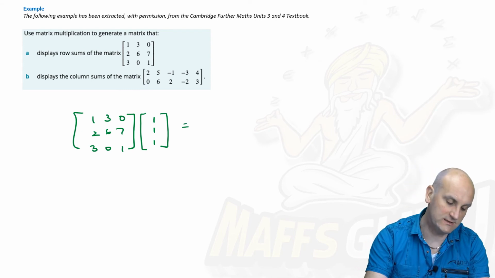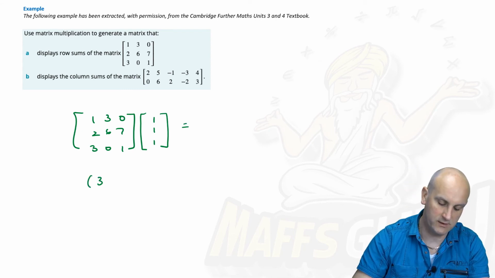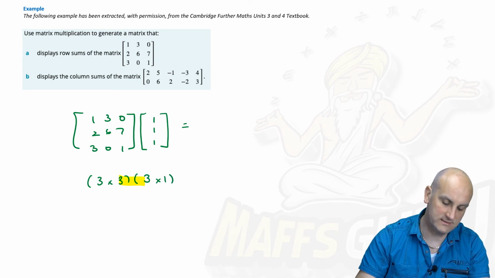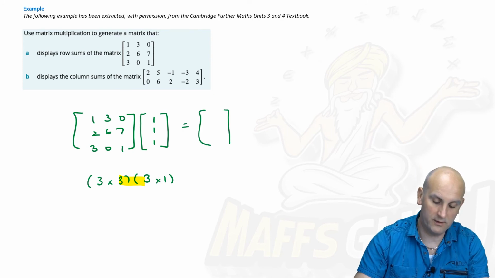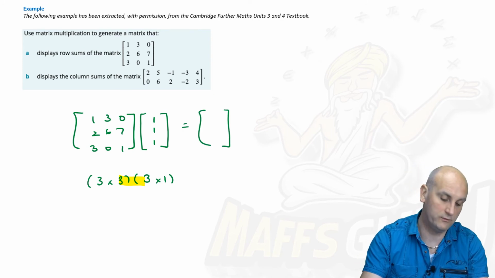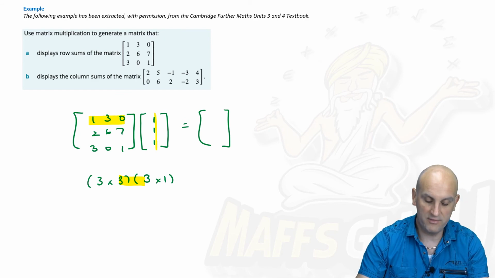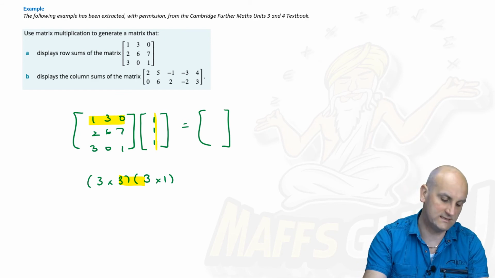So let's just check this can actually be done. It can. It's got a 3 by 3 and it's got a 3 by 1. So the middle values are in fact the same. That's going to give me a 3 by 1 result. 3 rows by 1 column. And let's see what happens when we multiply that row by that column. All right, so let's have a look and see what happens.